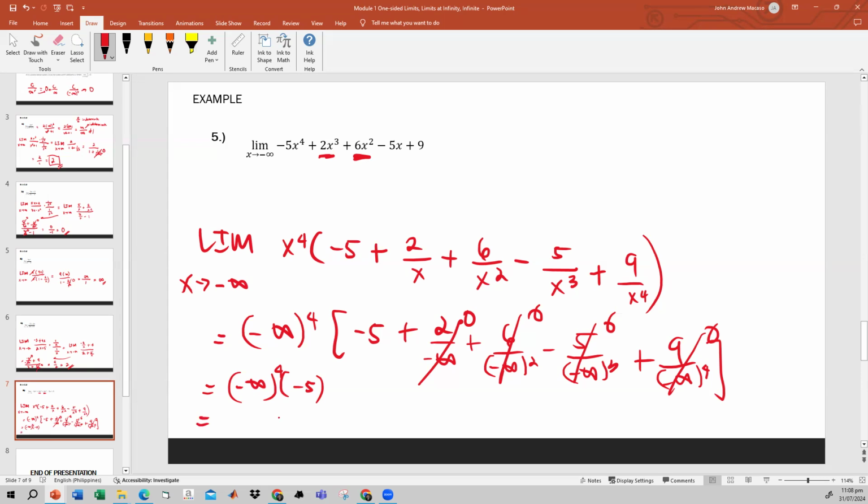So of course, any number that is raised to an even exponent will lead to a positive number. So this will become positive infinity times negative 5. Since this is a positive times a negative number, this will lead to negative infinity. So the answer here is negative infinity.